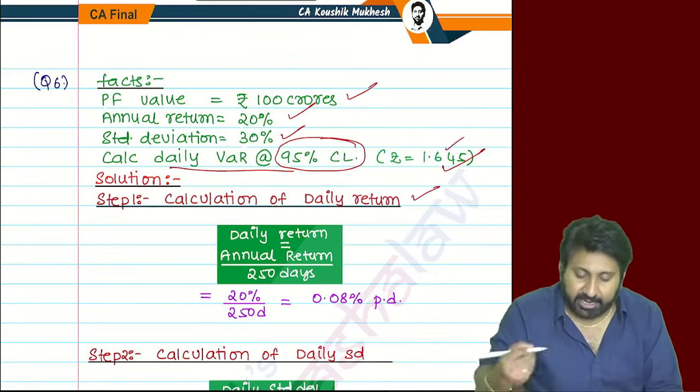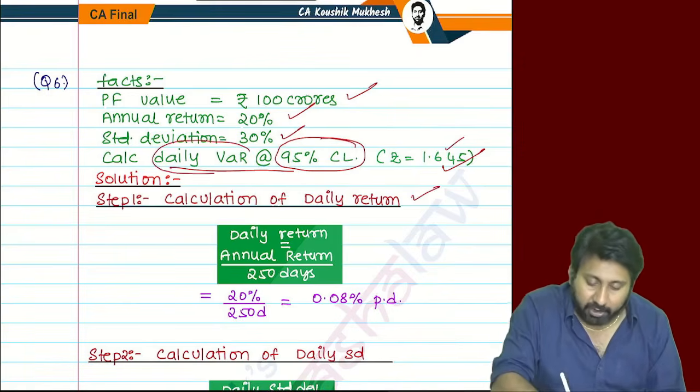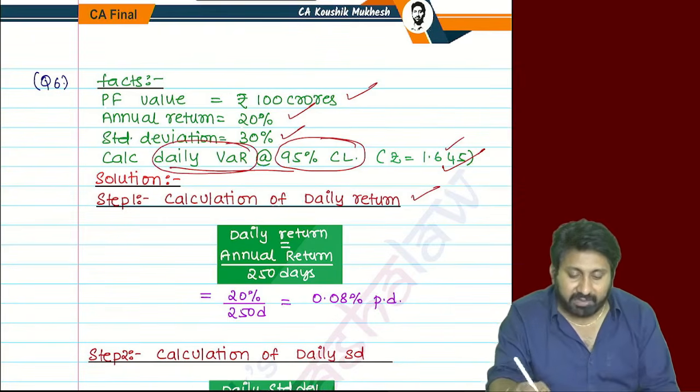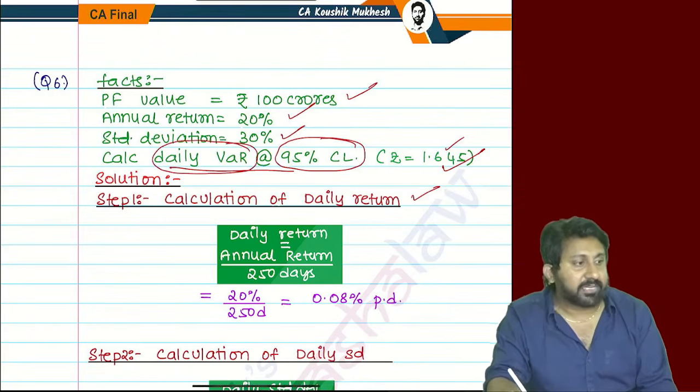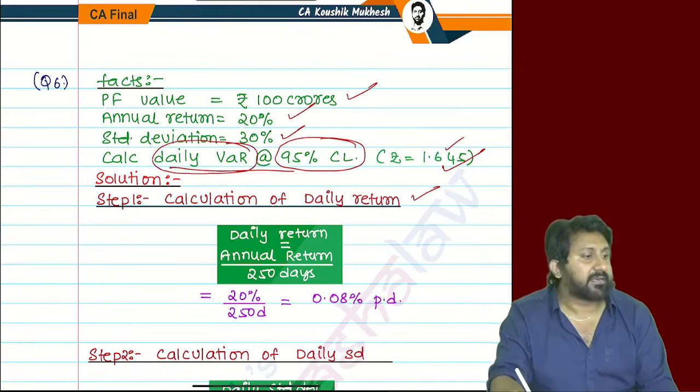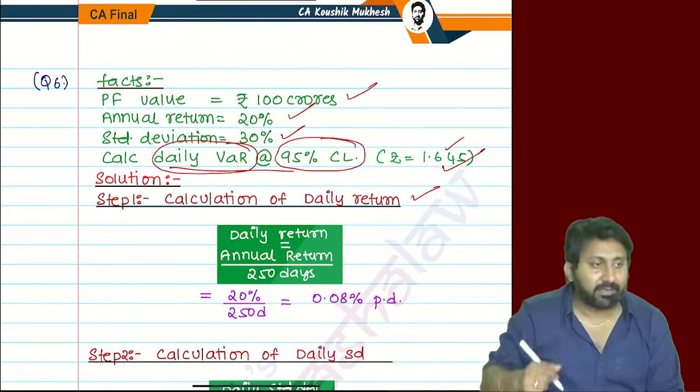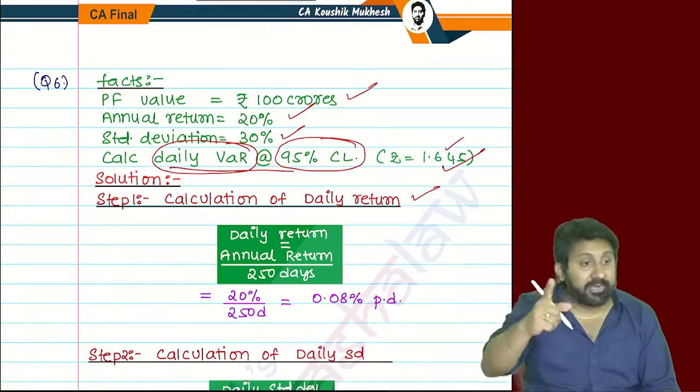Calculate daily return. So what is he asking? Daily VaR. Sir, why are we calculating daily return? Please explain first why. What is the reason? The reason is they didn't give the mean. They didn't give the mean. So when the mean is not given, how to do it?